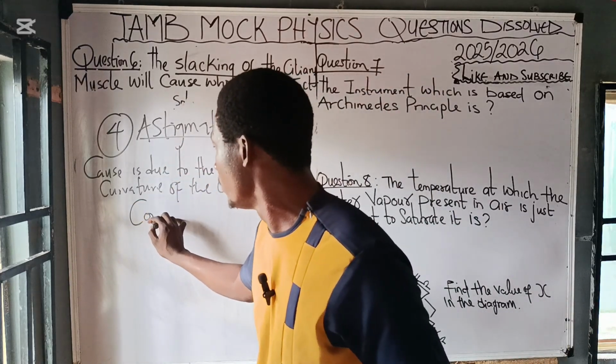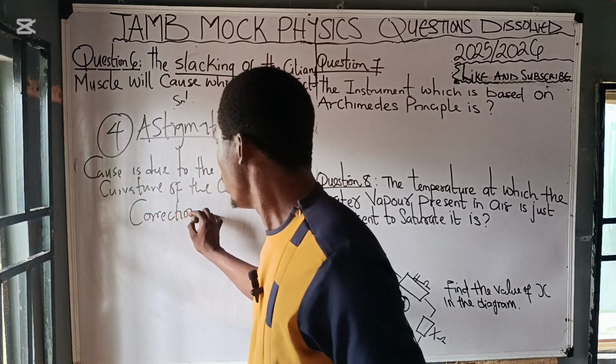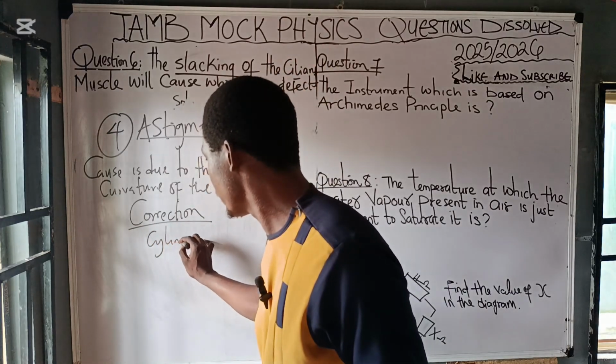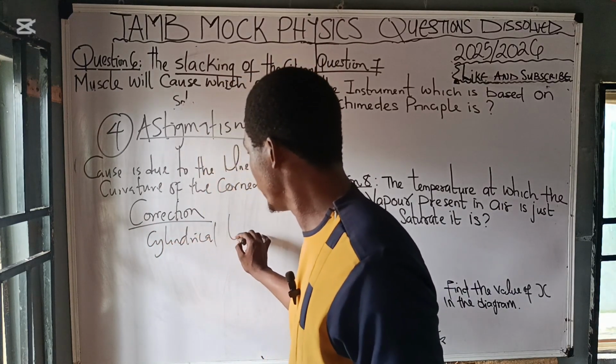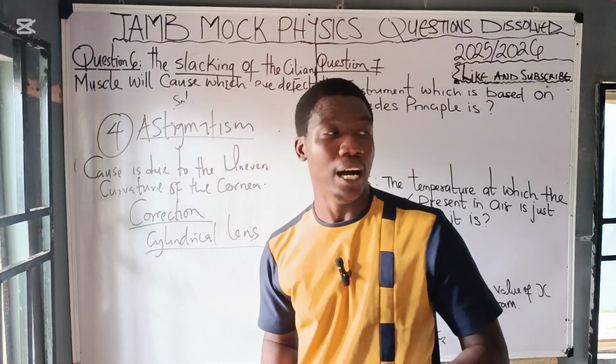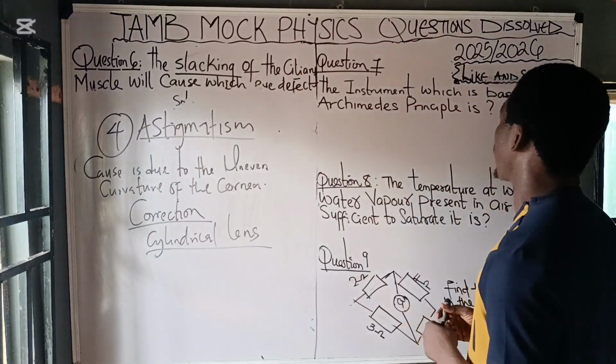What is the correction of astigmatism? Astigmatism is corrected by the use of a cylindrical lens. Yes, it is corrected by the use of a what? A cylindrical lens. Now let's take the other question.